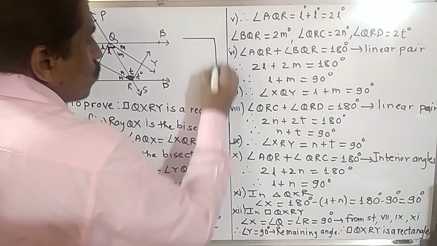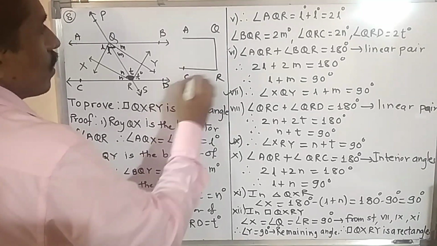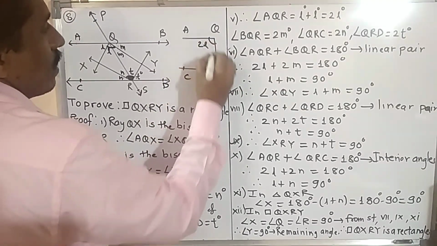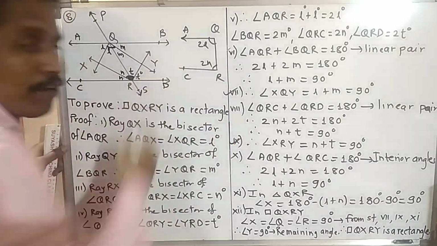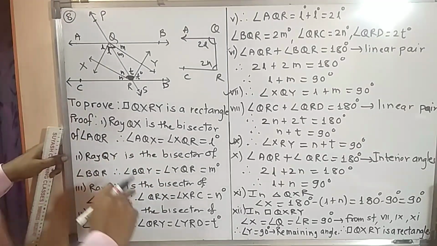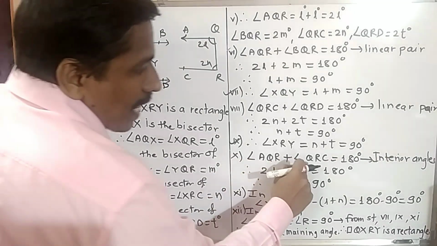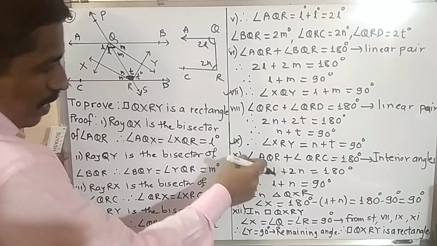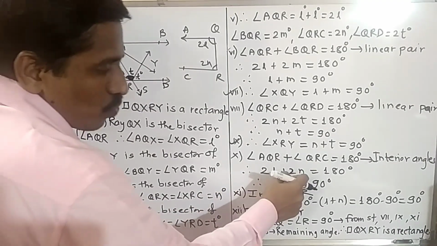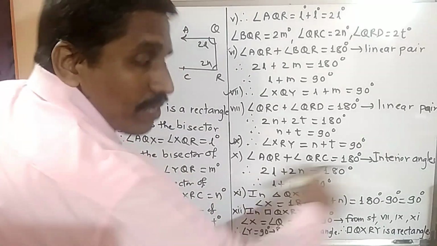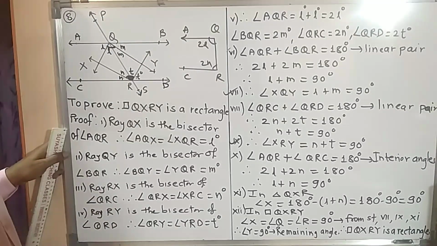Now I will consider these two angles, AQR and QRC. This is 2L, this is 2N. What type of angles are these? They form a pair of interior angles. And we know that when lines are parallel, interior angles are supplementary. Therefore, angle AQR plus angle QRC is equal to 180 degrees. Measure of this angle is 2L, measure of this angle is 2N. Therefore, 2L plus 2N is equal to 180 degrees. Dividing throughout by 2, I will get L plus N is equal to 90 degrees.